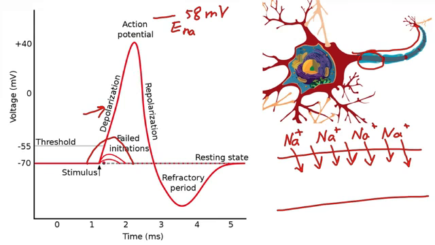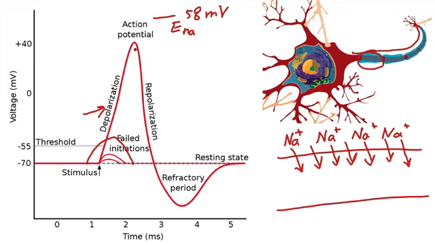So sodium is rushing in because of the driving force causing sodium to go in. Sodium wants the membrane potential to go up to its Donnan equilibrium, and that is around 58 millivolts. At this point, voltage-gated potassium channels have enough voltage in order for them to open.